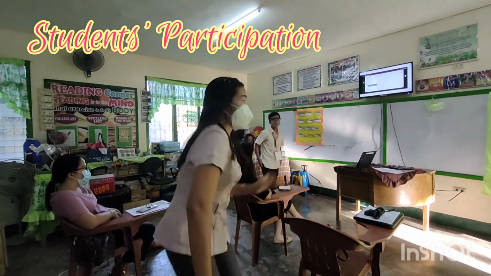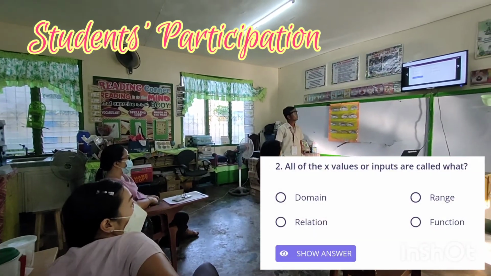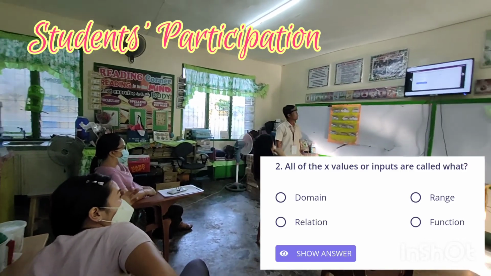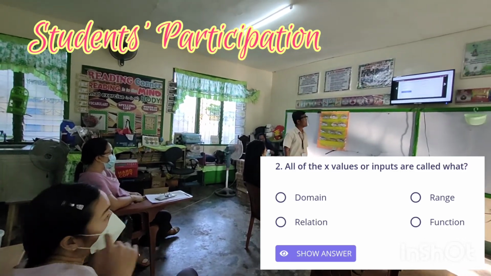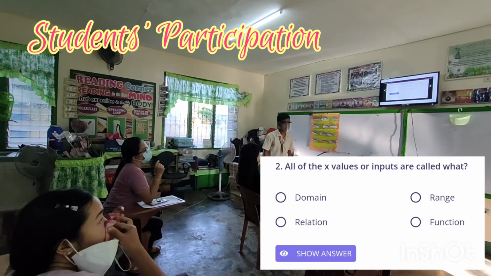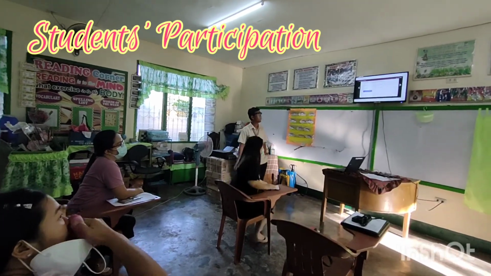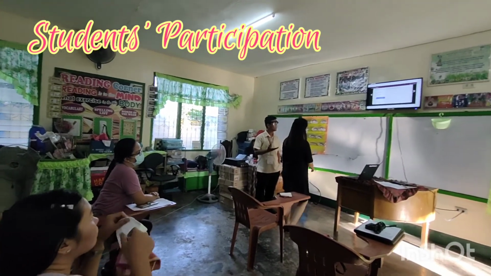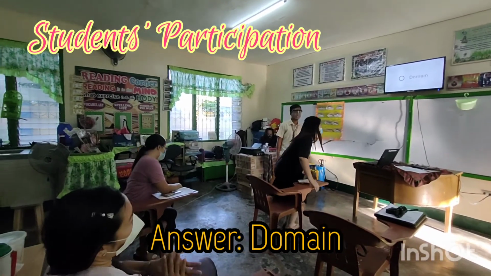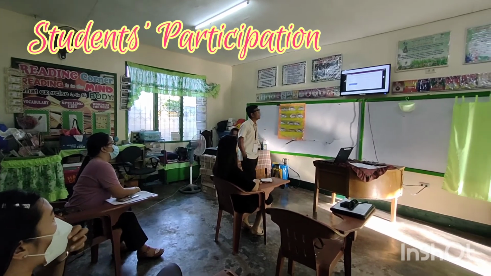Another one. The x values or inputs are called what? The x values, pertaining to the x values. Relation? Tama ba? Domain? The domain? Answer: Domain. Okay, so it is a domain. Okay, number 3.